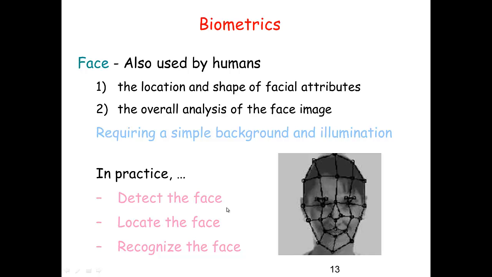First, we need to detect the face, to find where there is a face in the picture. The second, we need to locate the face, because when you take a picture, the face part is just a small region in the big picture. We need to find the location of the face. The third step is to recognize the face. Face has been used for bank security and entrance control and so on.